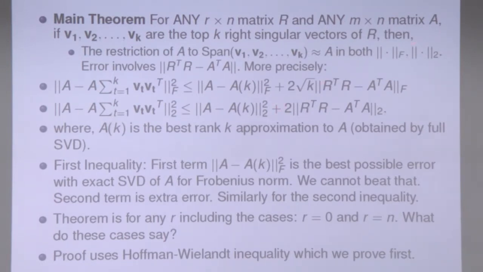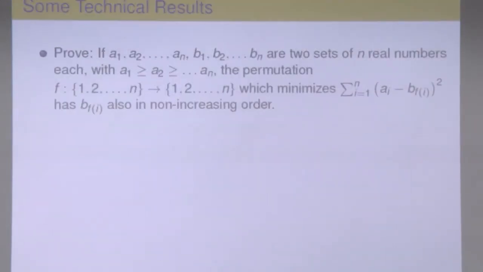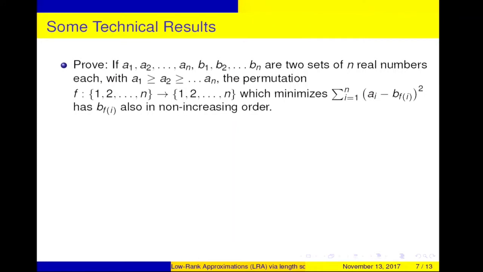Okay, so the moral of the story is that for any R, you get a decent approximation in spectral and Frobenius norm. For this I need some technical results for the Hoffman-Wielandt inequality. So you have two sets of real numbers, A1 to AN, B1 to BN. These are going to be singular values of the two matrices, but later. Right now they're just real numbers. And the A's are in decreasing order.